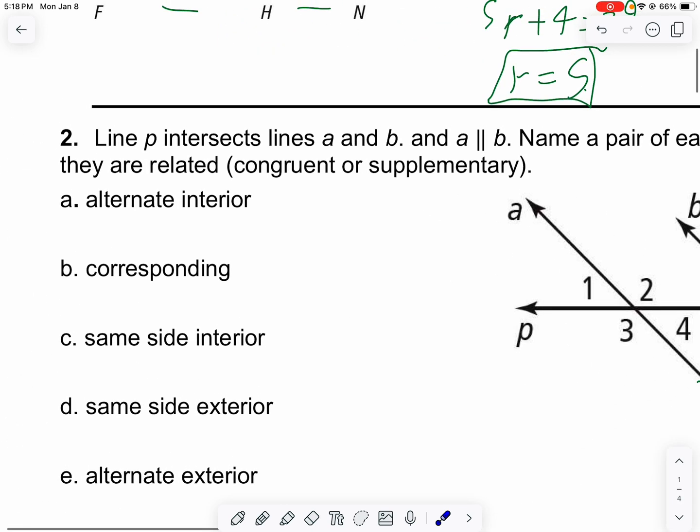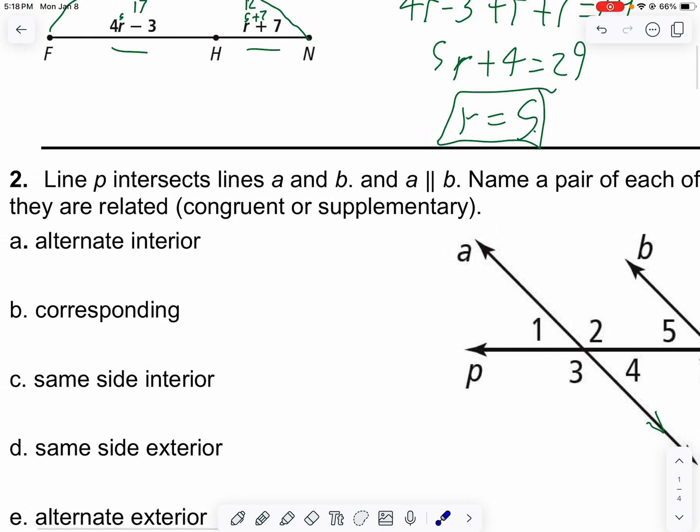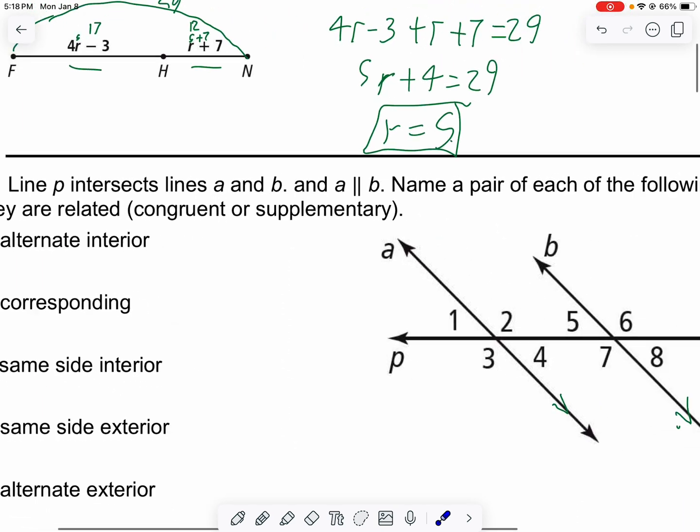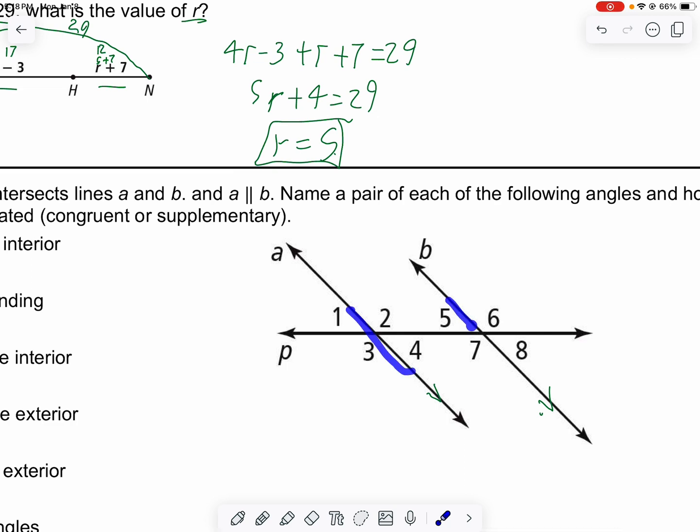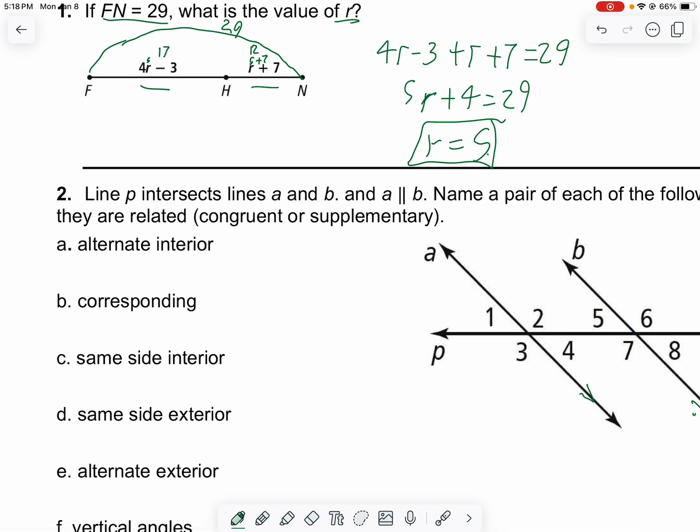Okay, so first of all, we've got some alternate interior angles. Alternate interior angles are on the interior, and they alternate. So 5 and 4, 2 and 7 are alternate interior angles, and they're also congruent. So angle 5 is congruent to angle 4. Angle 2 is congruent to angle 7. Those are pairs of alternate interior angles.